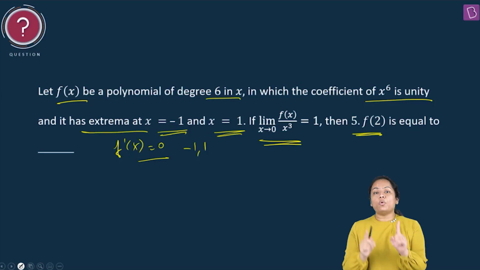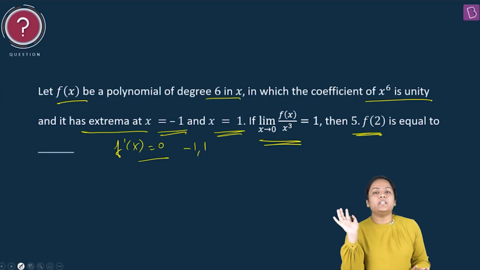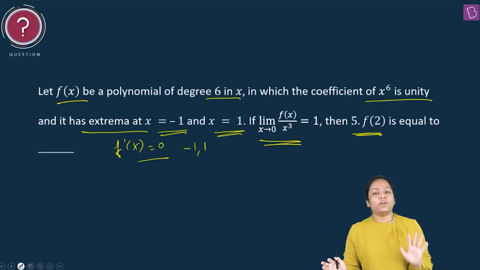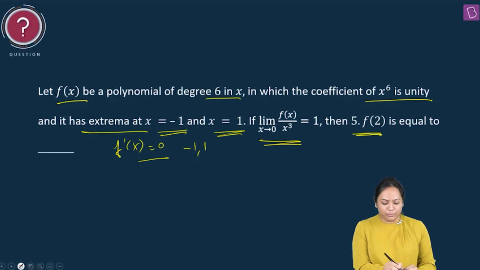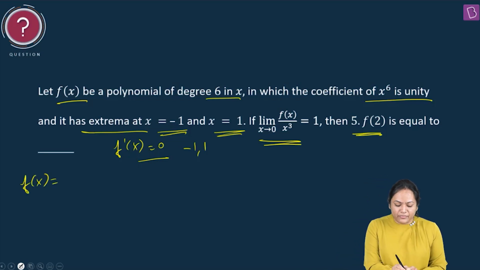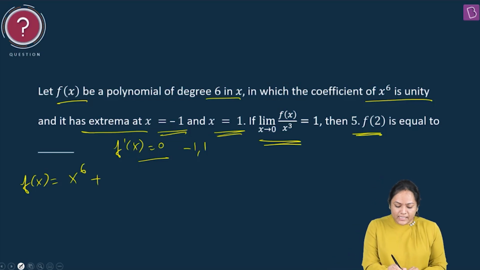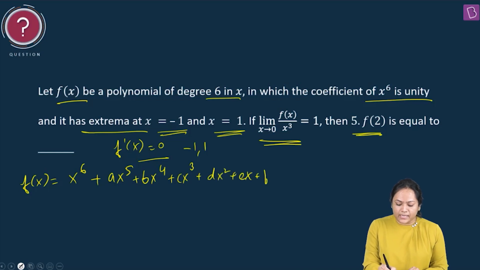Now, guys, if you want to find this value, you have to definitely get the value of f of 2. And to get the value of f of 2, you have to find the function f(x). Clear? So I have to anyhow solve for f(x). Suppose I consider f(x) as x raised to 6, because its coefficient is 1, plus ax raised to 5 plus bx raised to 4 plus cx cube plus dx square plus ex plus f.